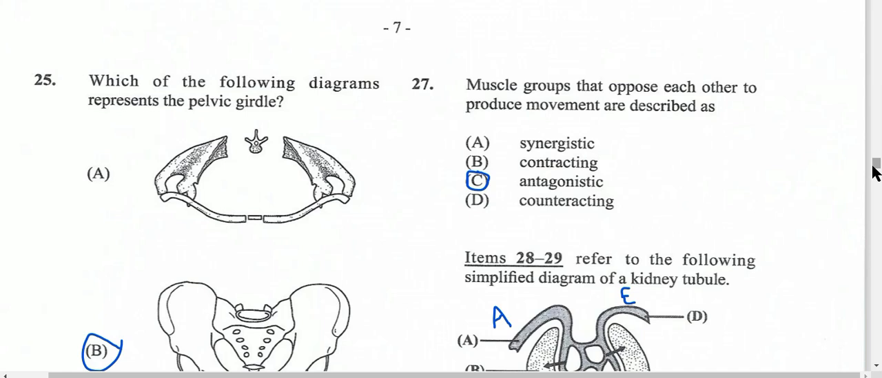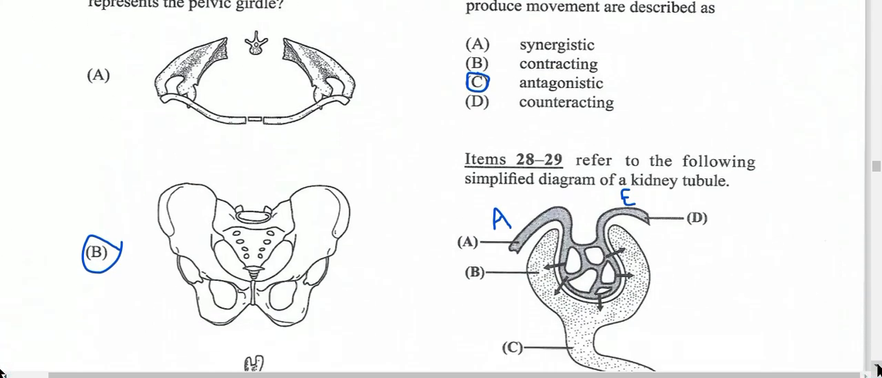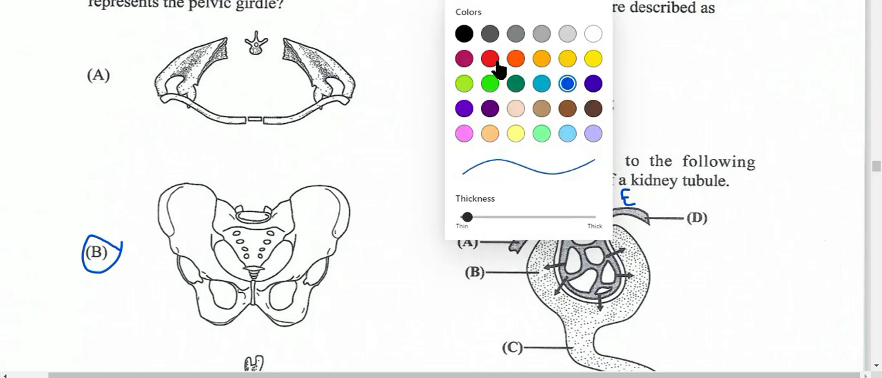We're moving on down to questions 28 and 29, which refer to this simple diagram of a kidney tubule. A is of course the afferent arteriole and E the efferent. The important thing to note here, might I just change the color and point this out for you very quickly, is going to be the size of these blood vessels.